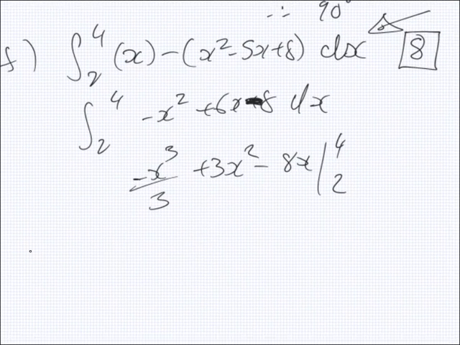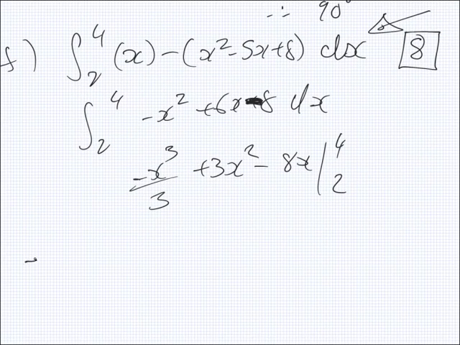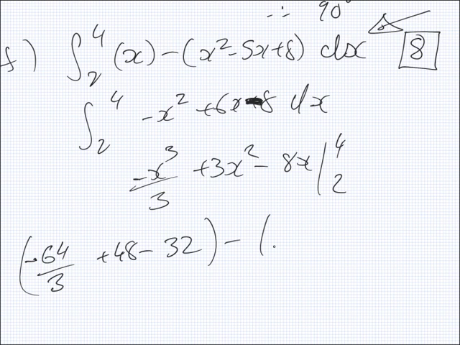So calculator time. What's 4 cubed? 4 by 4, 64? 16, 48, minus 32 over 3, plus 12, minus 16. So whatever that works out as.